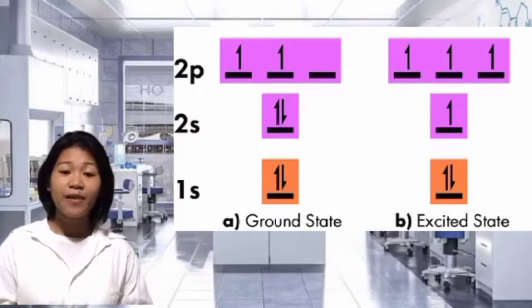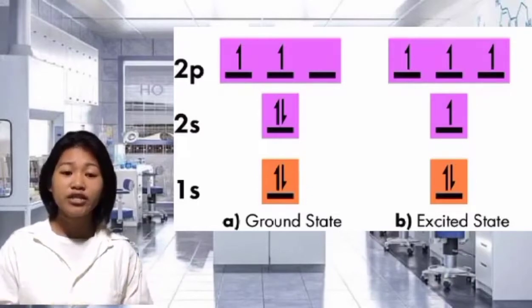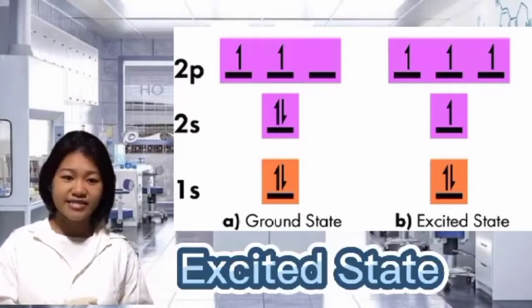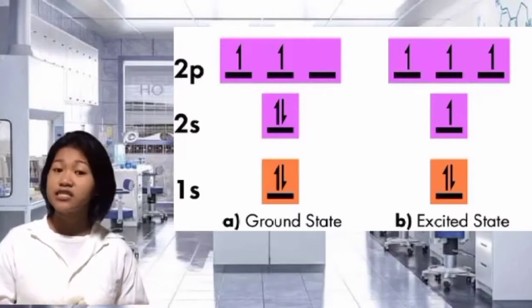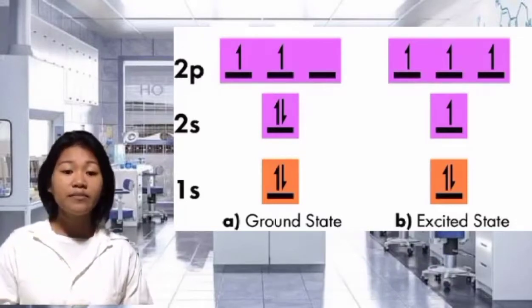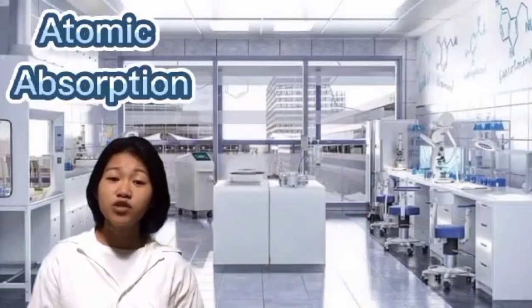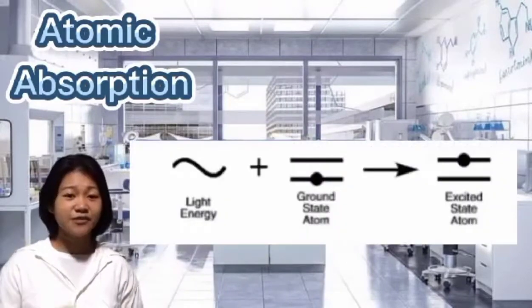If energy is applied to an atom, the energy will be absorbed and an outer electron will be promoted to a less stable configuration known as the excited state. Since the state is unstable, the atom will immediately return to the ground state, releasing light energy. The process of atomic absorption is illustrated in this figure.